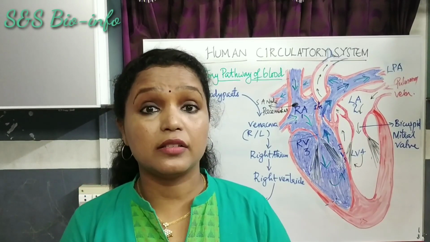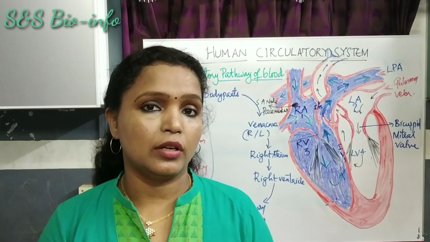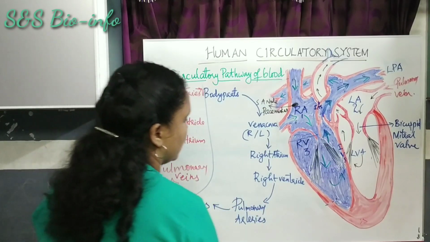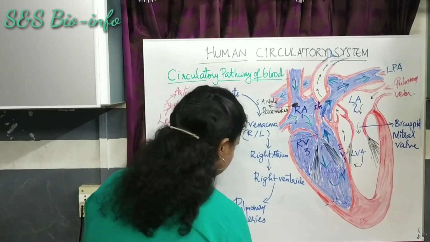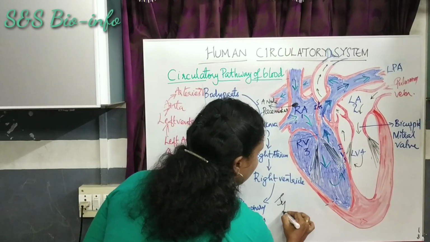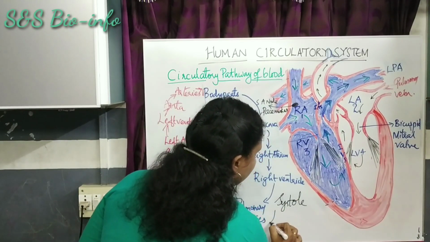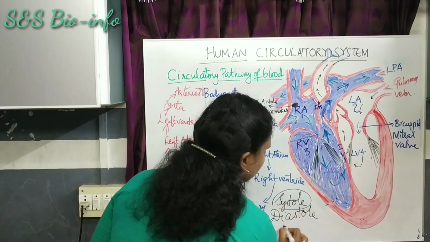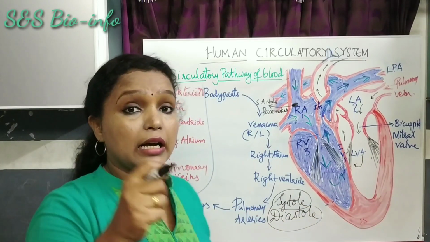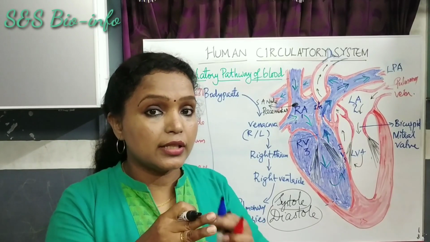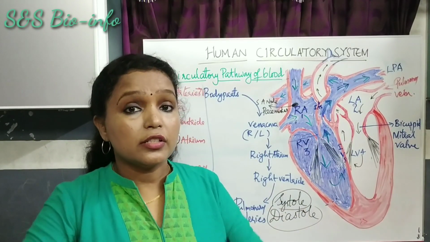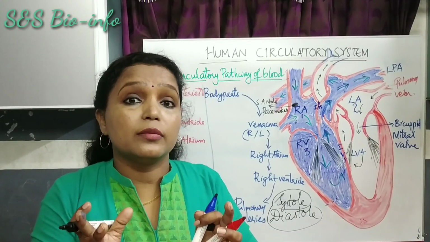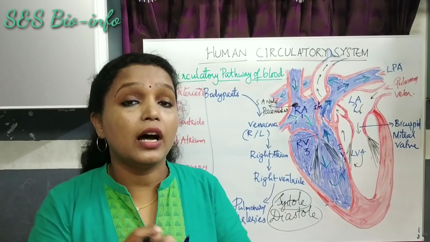The contraction phase is called systole, while the relaxation phase is called diastole. Systole is the contraction phase, while diastole is the relaxation phase. So all such alternate contraction and relaxation causes the rhythmicity, the heartbeat of the heart.